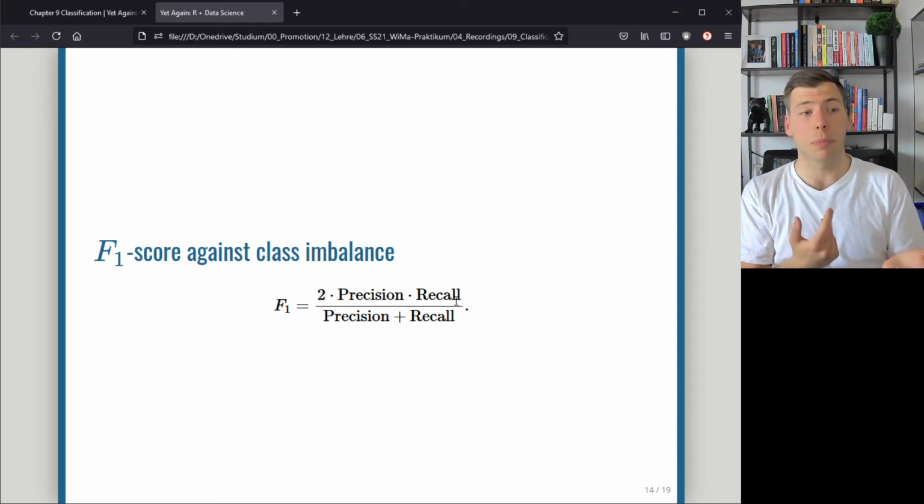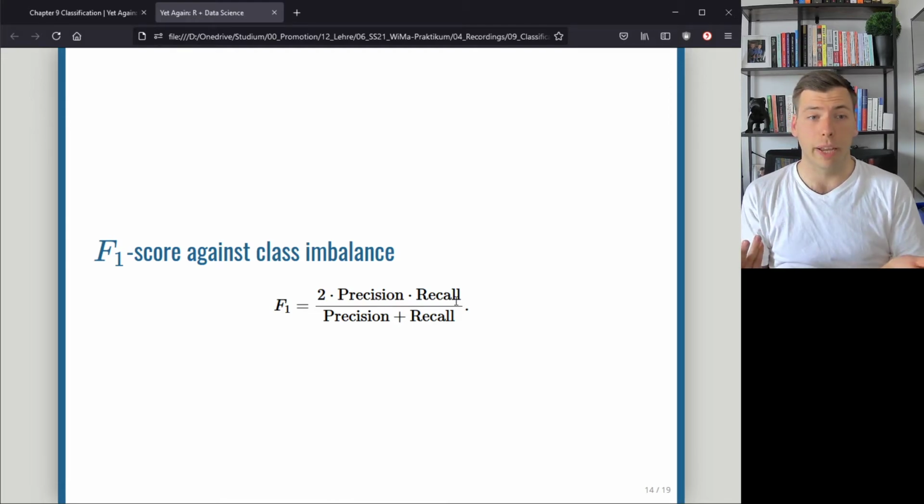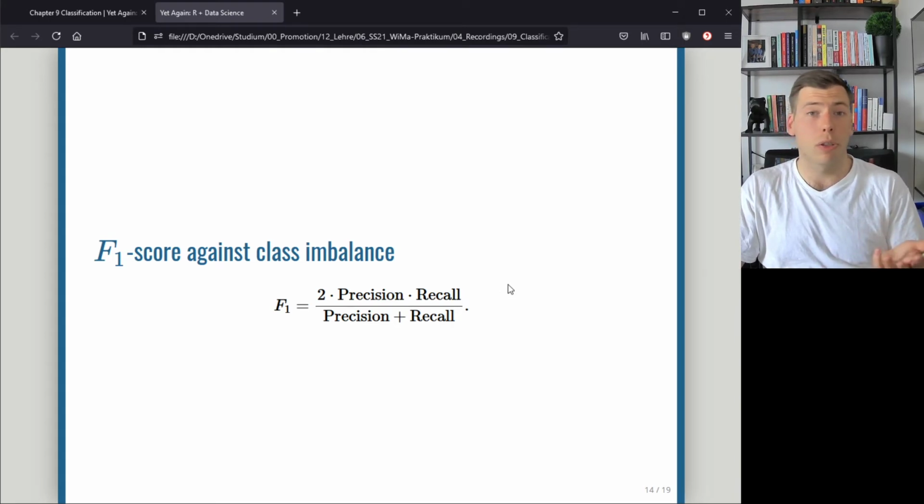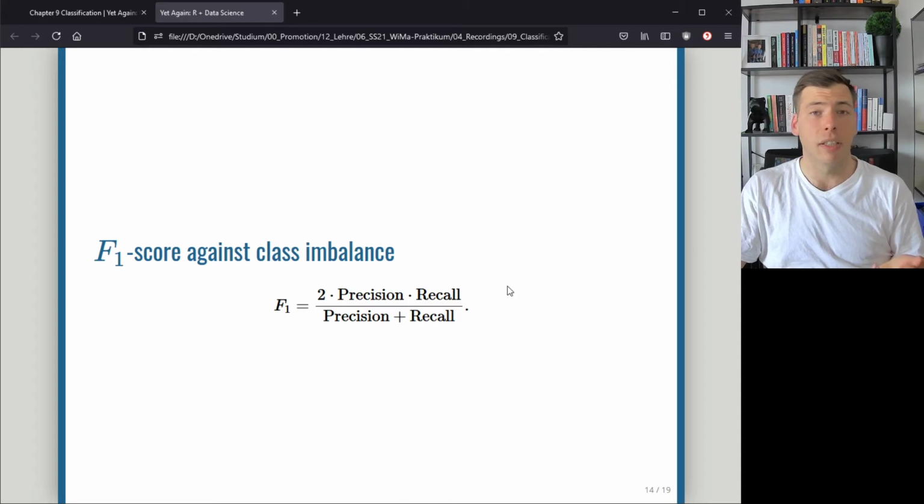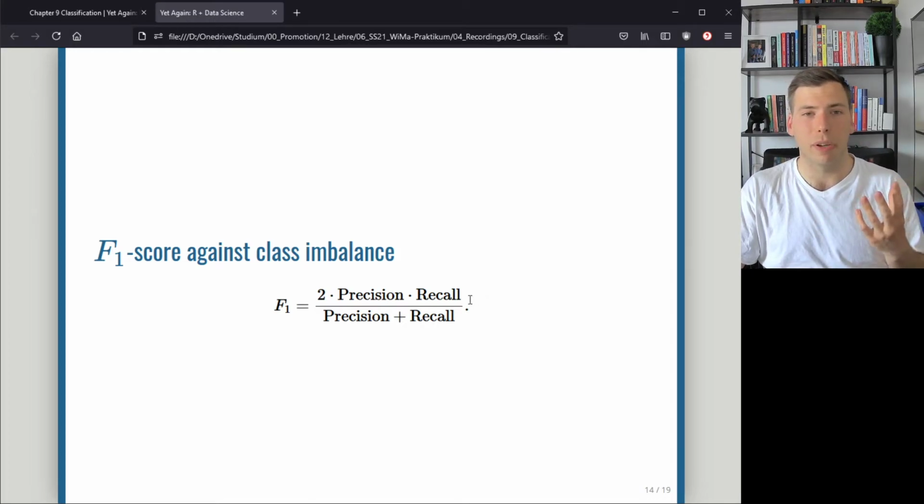One critique of this particular metric is, for instance, that it completely neglects the true negatives, because neither precision nor recall use the true negatives. And depending on your application, that could be a bad thing. So it's not a good idea to simply use the F1 score all the time and then think of this as the perfect metric and only use that. Okay.